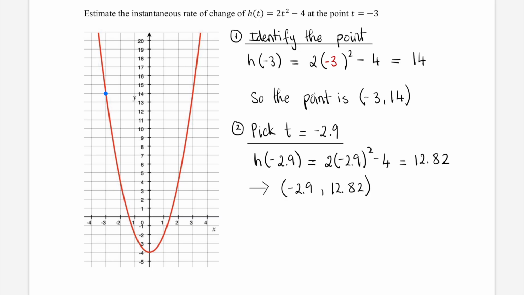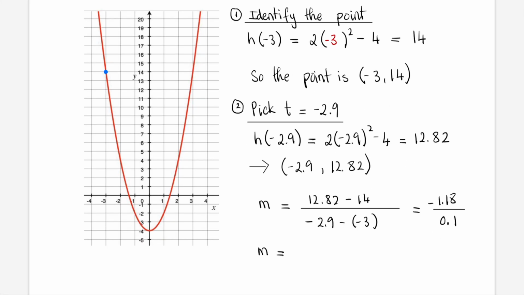To find the average rate of change between these 2 points, I'll use the formula of the slope of the secant line. I'll take 12.82 minus 14 over negative 2.9 minus negative 3. And my slope is negative 11.8.